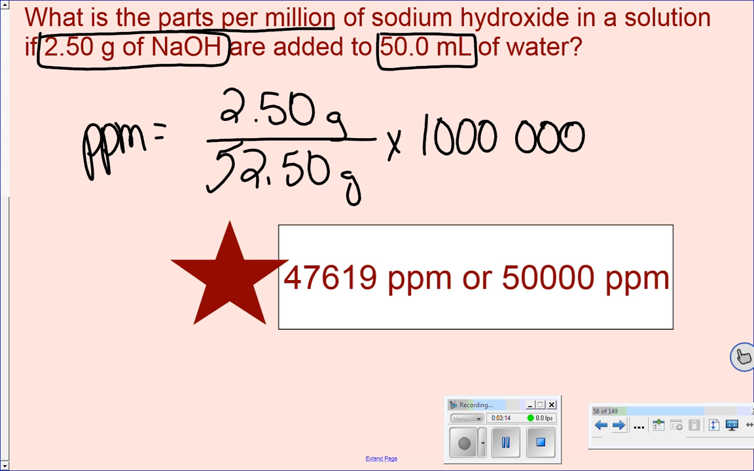These are pretty large numbers, usually with parts per million, or another similar unit, parts per billion, we're talking about very small amounts of things. So parts per billion, a lot of times they'll talk about contaminants like mercury or lead in water, and they'll talk about that in terms of parts per million or billion.